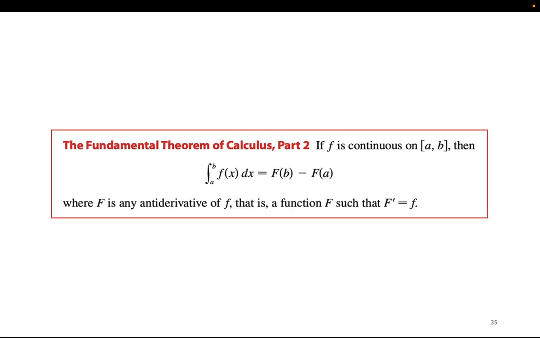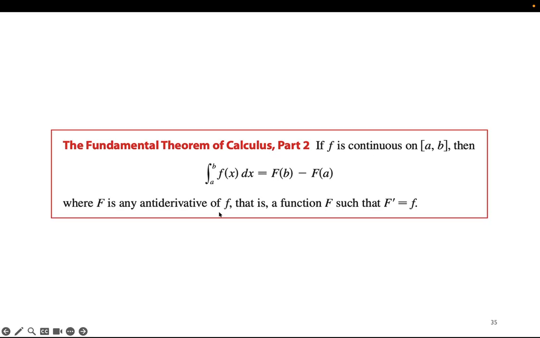Alright, here's the second part of this theorem. The first part says that if I integrate and then differentiate, it cancels. The second part tells us how to evaluate a definite integral from a to b. Remember earlier we said that this definite integral is an area problem. And so the second part of this theorem tells us how to find this area, how to find this definite integral. And this basically tells us how to compute it.